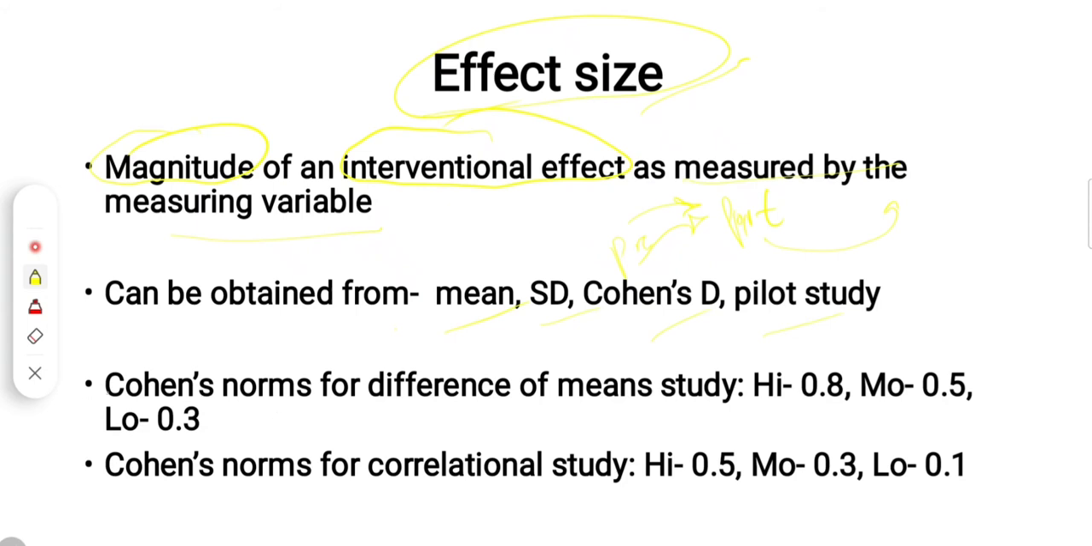So there are some standard values, Cohen's norms are set, okay. If we get a value between 0.5 and 0.8, it's called moderate, okay. Above 0.8 it's high, and around 0.3 or below 0.5 it's low. And for correlational studies, Cohen's norm is high 0.5, moderate 0.3, low 0.1. These are the standard values, okay. If you're getting these values, we can decide how much effect it's showing, either low, moderate, or high, okay. Simple.